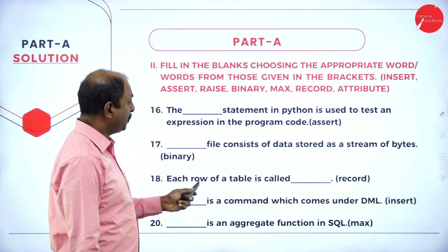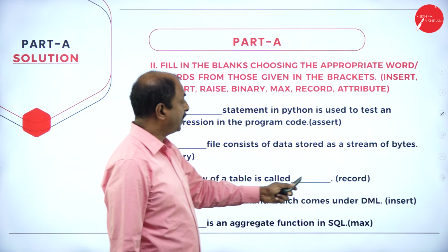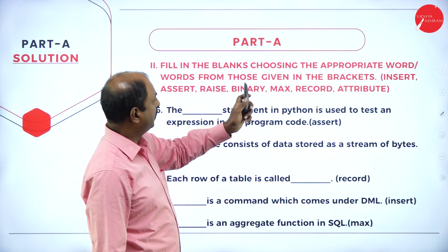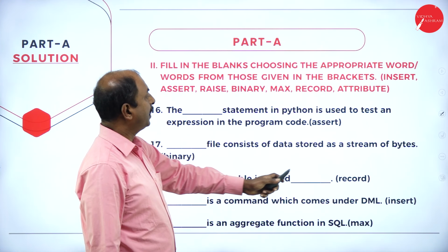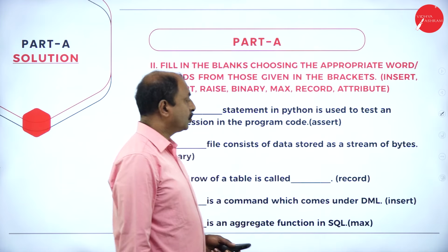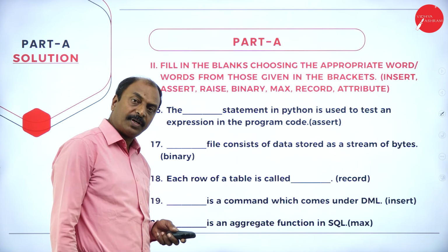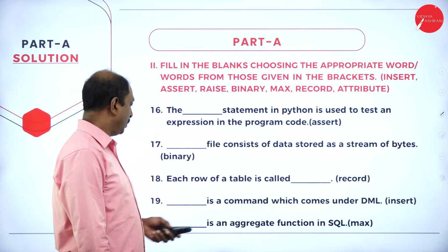Next one is: each row of a table is called dash. So here the options are assert, and the rest are already used. Then the answer is record. So what is a record in a database? Each row in a table is referred to as a record.